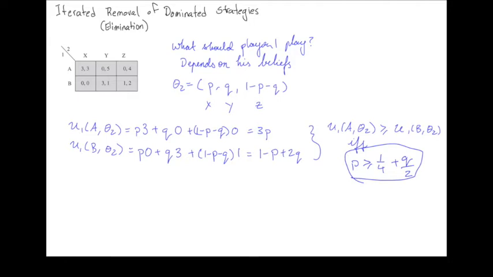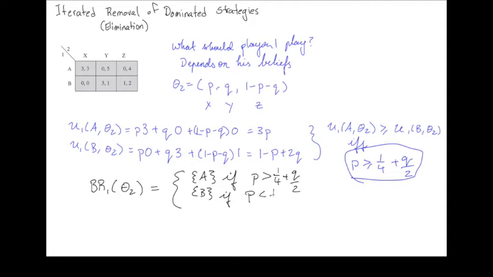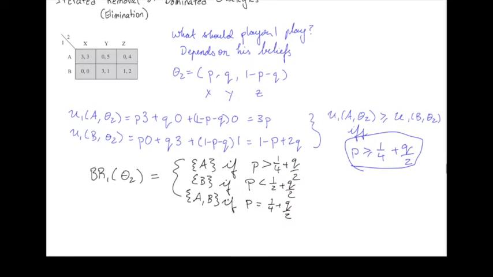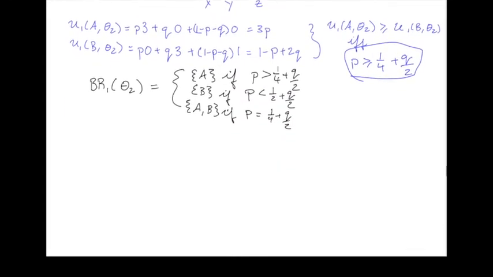So the best response for player 1 to their beliefs is just A if P is bigger than a quarter plus Q over 2. Just B if P is smaller than a quarter plus Q over 2. And both A and B if P is exactly equal to a quarter plus Q over 2. This is just a mechanical calculation of the best response. We still need to know where the belief comes from. Where does theta 2 come from? What should theta 2 be?